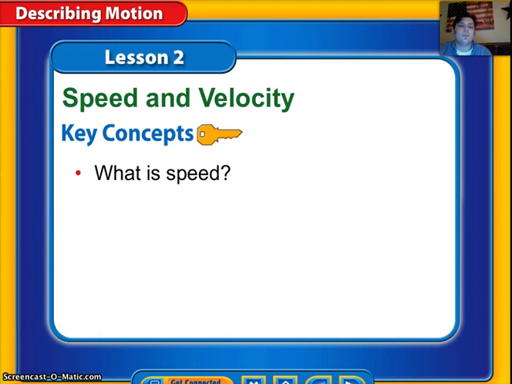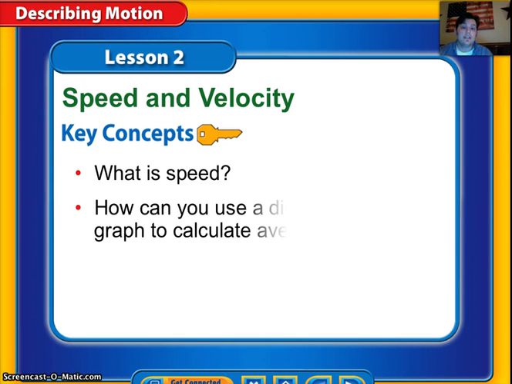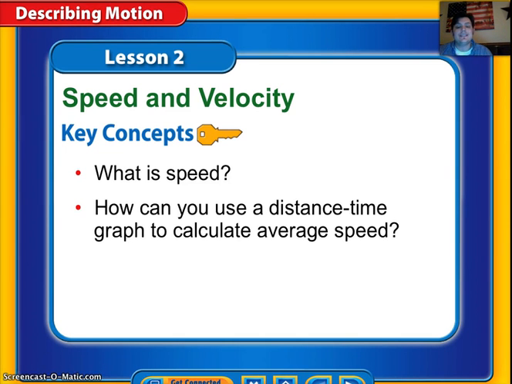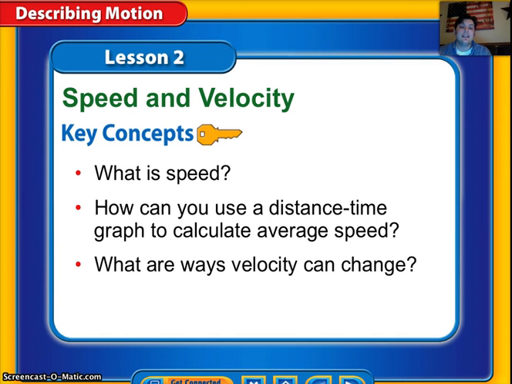Alright, so today, ladies and gentlemen, we're going to talk about Chapter 1, Lesson 2, Speed and Velocity. So the key concepts: what is speed? How can you use a distance time graph to calculate average speed? And what are ways velocity can change?